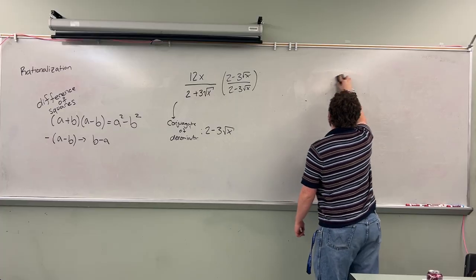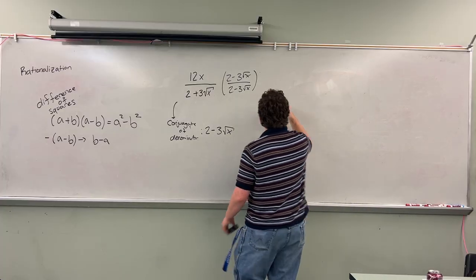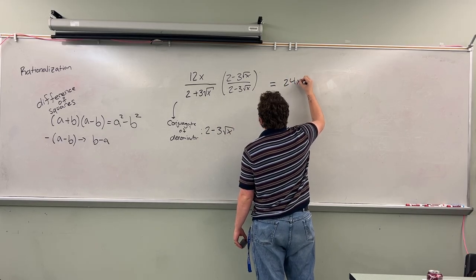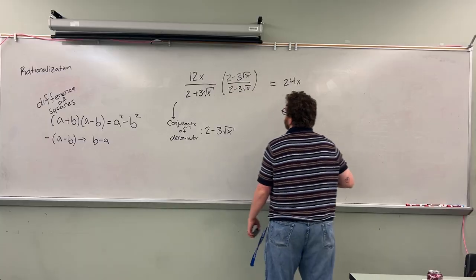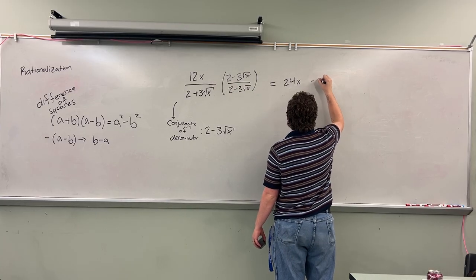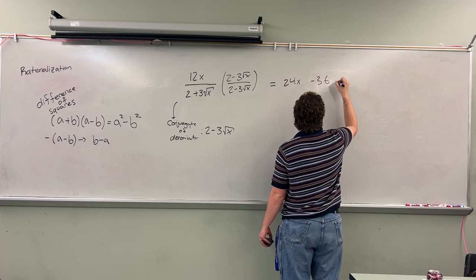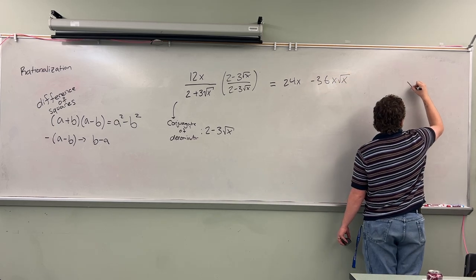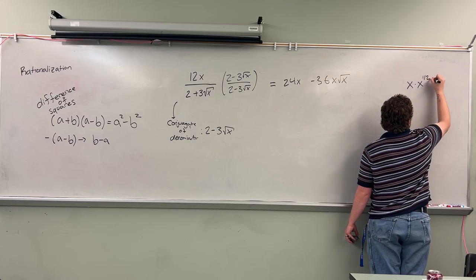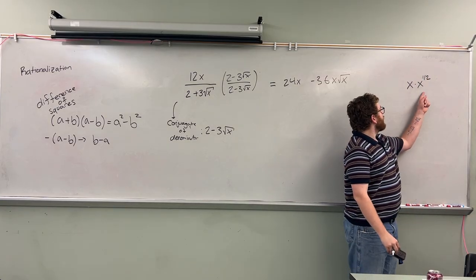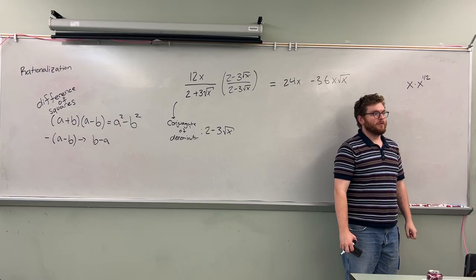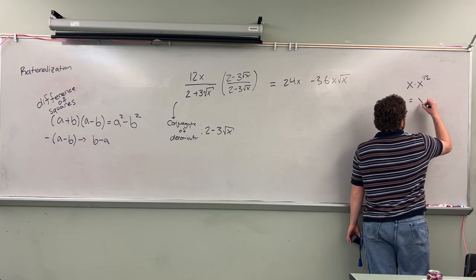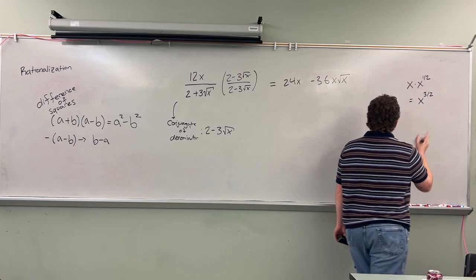So now I can multiply across on the top and the bottom. 12x times 2 is 24x. 12x times -3 root x is minus 36x root x, which combines. That's x times x to the 1/2. And what is the rule about multiplying common bases with exponents? What can I do with the exponents? Add them. So this is x to the 3/2. I'll put that back in a minute.